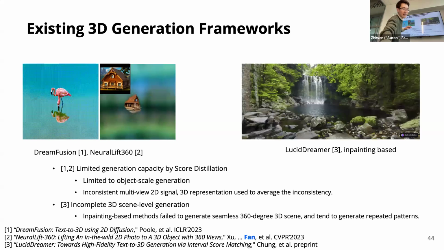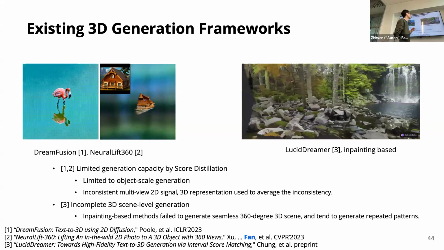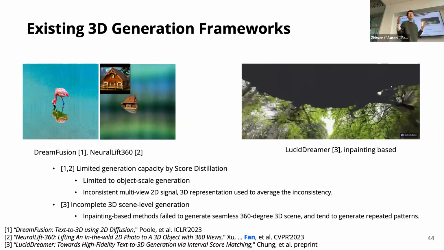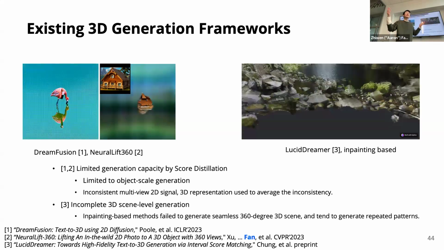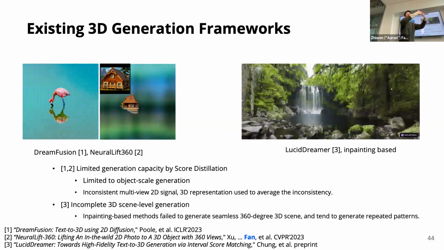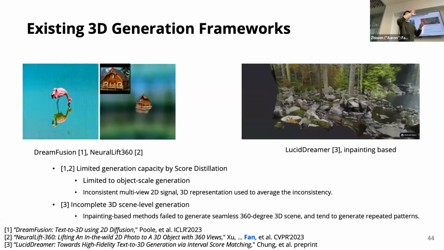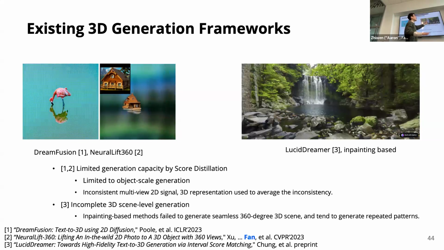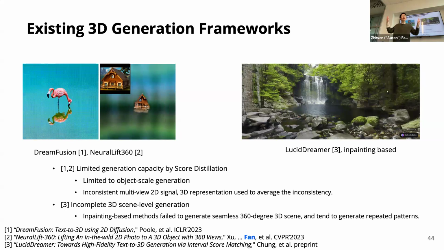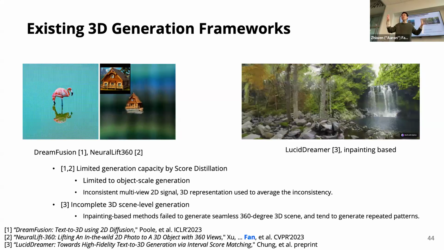So another work called LucidDreamer tries to handle scene-scale generation. Since we don't have panorama data, they start from a perspective, or just a normal image, and then they gradually do outpainting to outpaint more and more image content and enlarge the field of view.